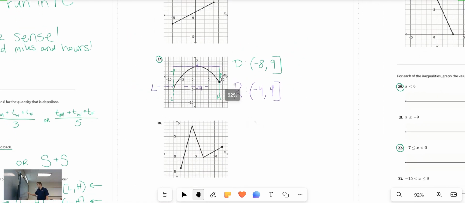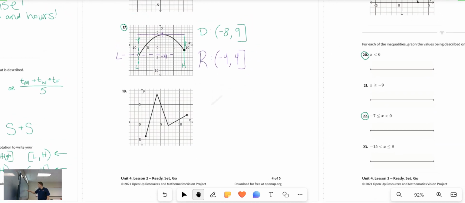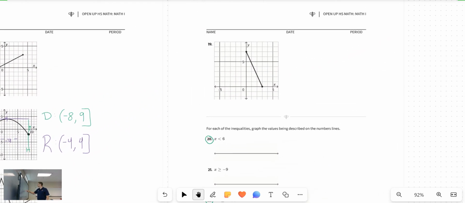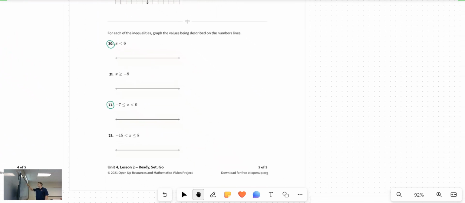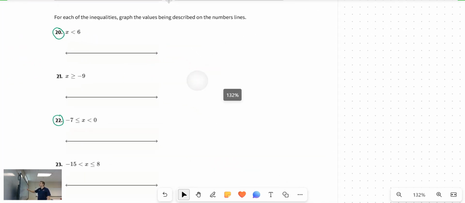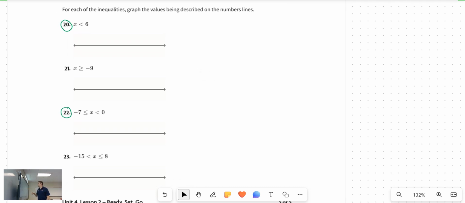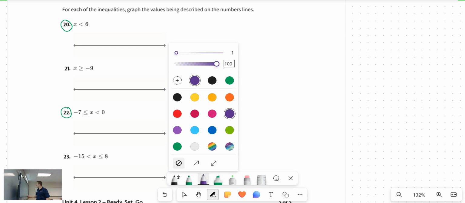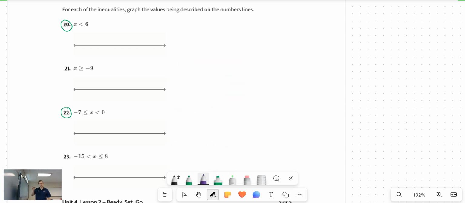All right, let's keep looking to see if there is more to do. There is. There's another type of problem. For each of the inequalities, graph the values being described on the numbered lines. Okay, so right off the bat, we just have a number line with no numbers on it. So that's a little bit interesting. We'll do this one in green. Actually, maybe we'll do the tick marks on the line in purple, but we'll do the actual part that's filled in green. How about that?